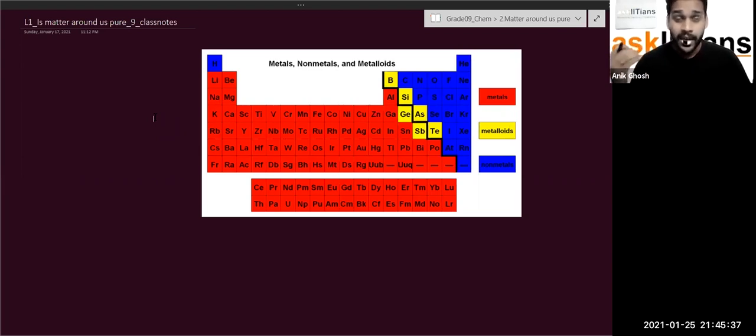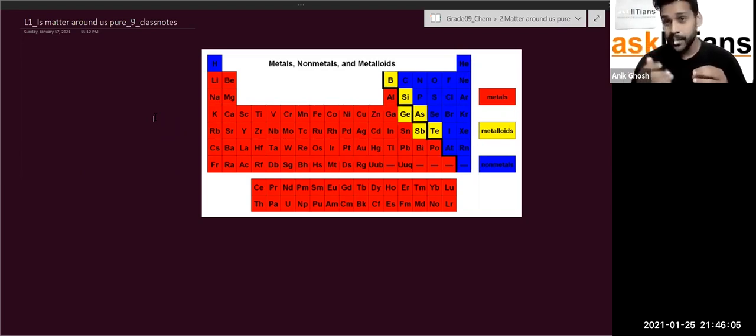Today we will start with the first chapter of class 9, which is Matter Around Us Pure. So this is the first video. I think today we would start with the metals, non-metals and the metalloids. This chapter is the most relevant chapter of class 9 because here you can see in front of you there is the periodic table, and here you are going to learn about the entire periodic table.